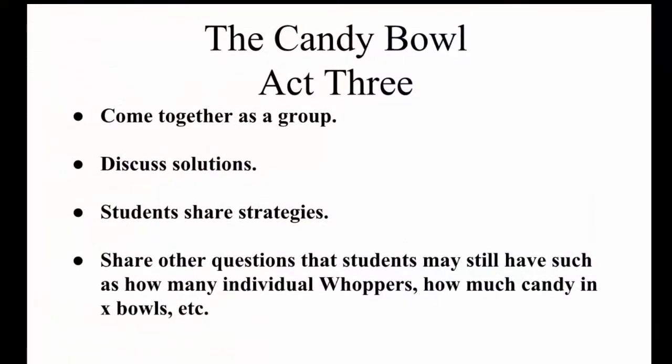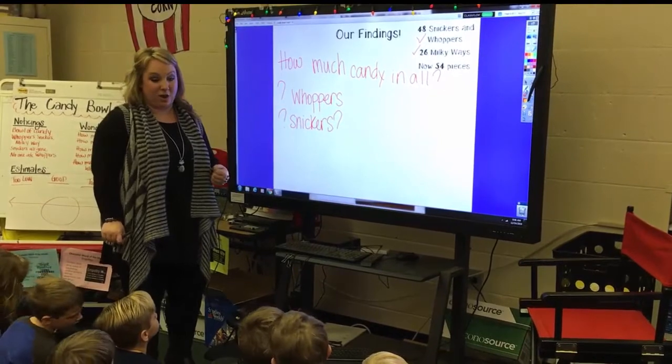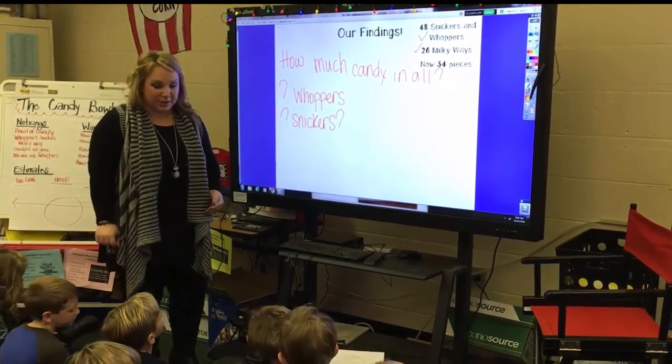Act 3 is when students are gathered back as a whole group and discuss the different solution strategies. This is the time to share other questions that students may still have, such as how many individual Whoppers are in the bowl. Let's go back to our classroom to see what Act 3 looks like. One of the questions that we were trying to answer is how much candy in all. Can you tell me how you figured out how much candy we had in all?